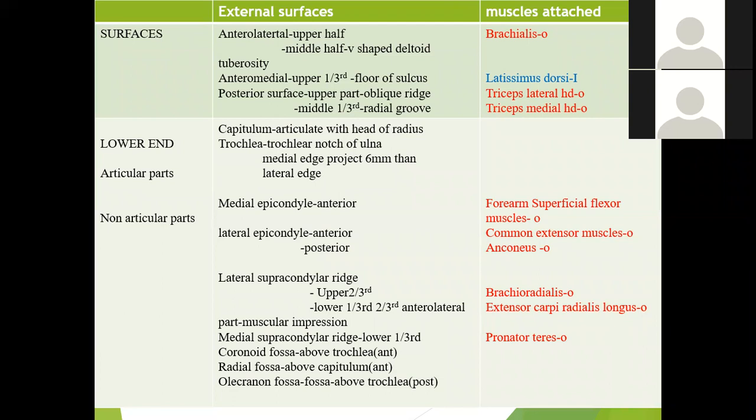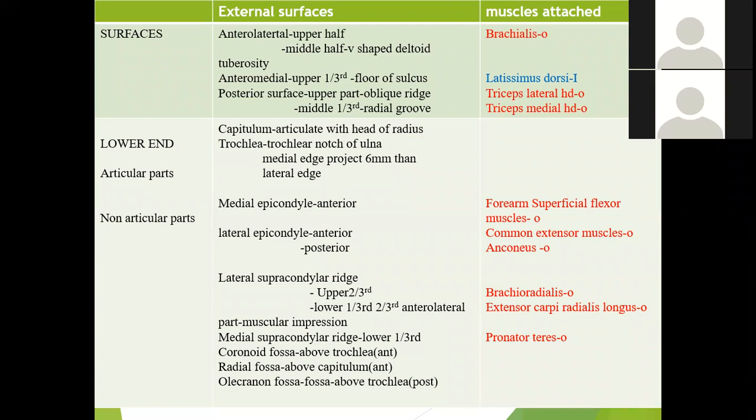One is the flexor muscles, the other is the extensor muscles. The flexors are again divided into superficial muscles and deep muscles, isn't it? There are 5 superficial muscles. All those 5 muscles originate from the medial epicondyle region.